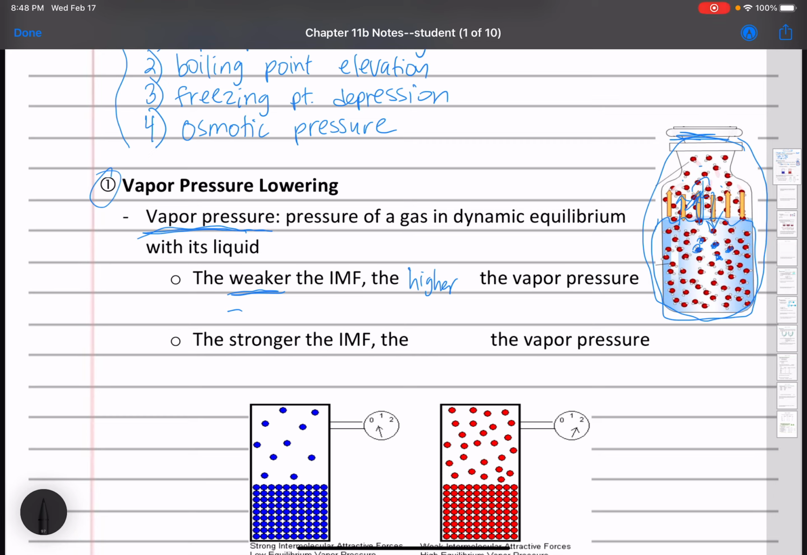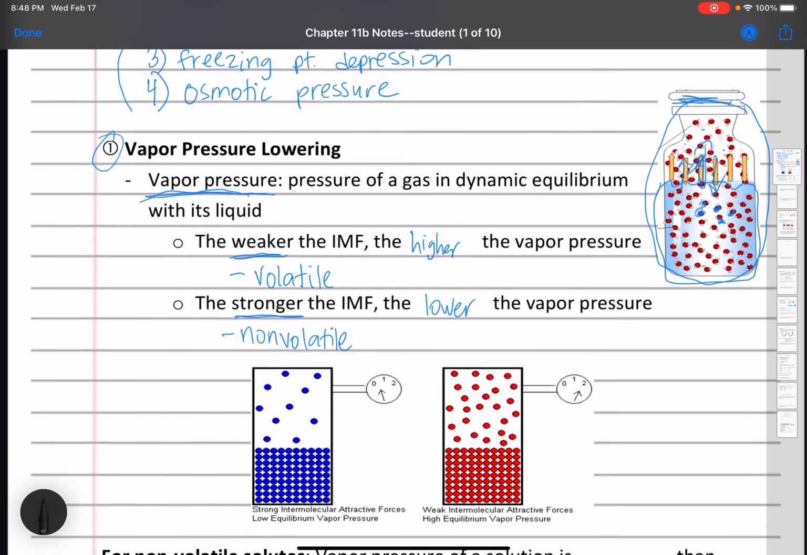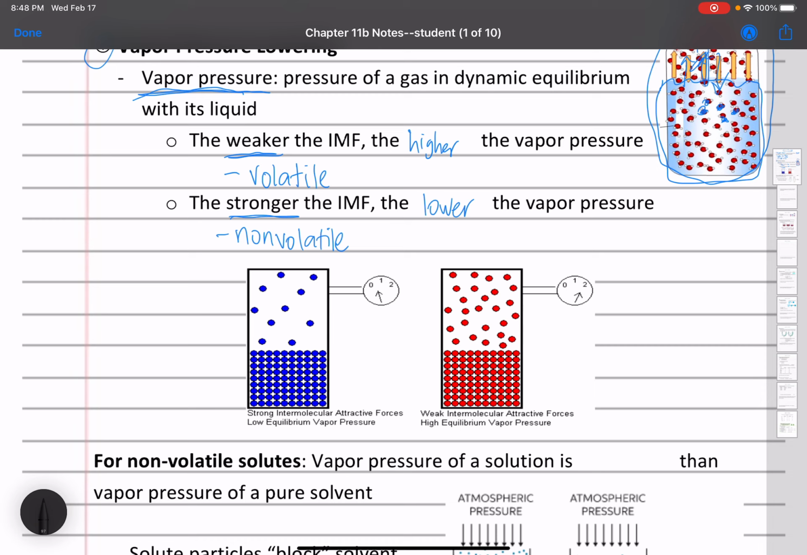So substances that have very weak intermolecular forces and a high vapor pressure, we call those volatile substances. Substances with stronger intermolecular forces have a lower vapor pressure, and we call these non-volatile substances. So in this diagram right here, substances that have strong intermolecular forces have relatively few molecules that go into the gas phase, and they have a low vapor pressure, versus those with weak intermolecular forces, where more of these molecules go into the gas phase and it has a higher vapor pressure.